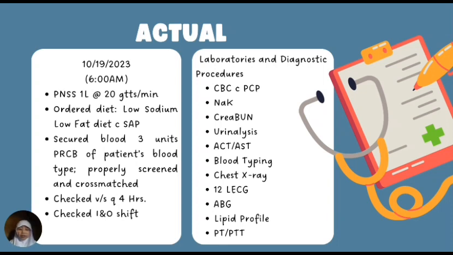Another order of the doctor is to secure blood donors, PRBC of the patient's blood type properly screened and cross-matched. So blood transfusions with packed red blood cells can help correct anemia and improve oxygen delivery.